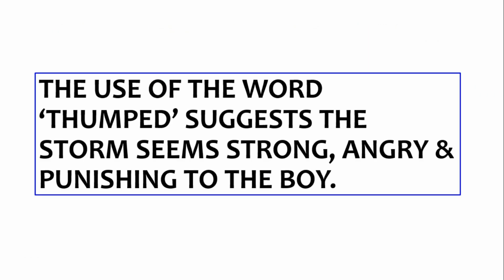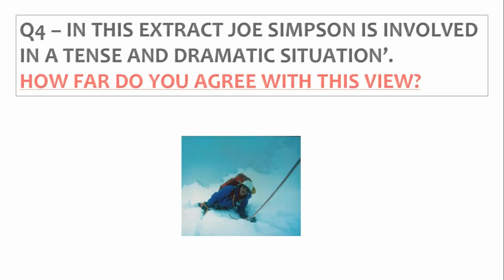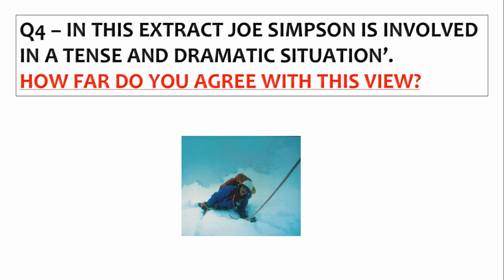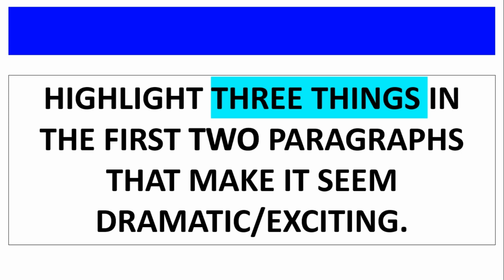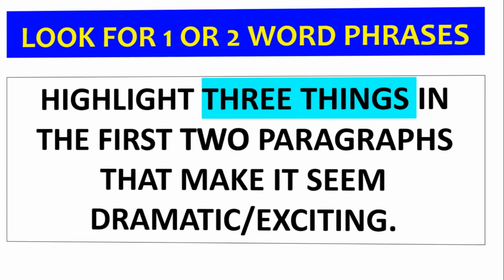So if that was a typical PEE in question 2, the use of the word thump suggests the storm seems strong, angry and punishing to the boy. In question 4 we just want to add the red bit showing you agree with the question. You probably don't have to do that on all the PEEs. Remember you're trying to do 7 to 10, but some of them at least. Okay, so the question again then, Joe Simpson was involved in a tense and dramatic situation, do you agree? And the extract was basically about someone breaking his leg. So let's just look at the first paragraph. Obviously in the exam you'd have to read the whole page and do 7 to 10, but let's just do it on the first paragraph for this video.